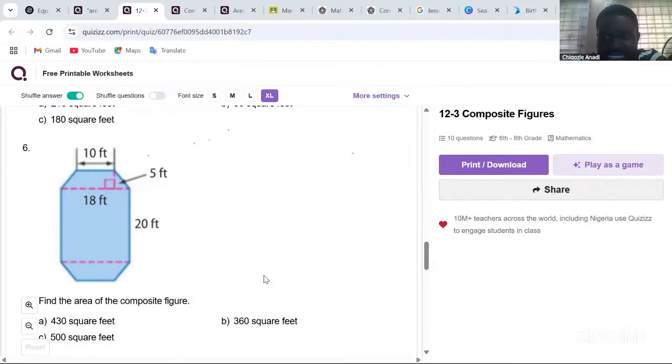Okay, tell me what they are. Tell me their names. Two trapeziums and a rectangle. Very good. Two trapeziums and a rectangle.